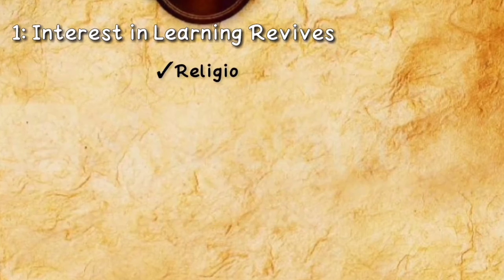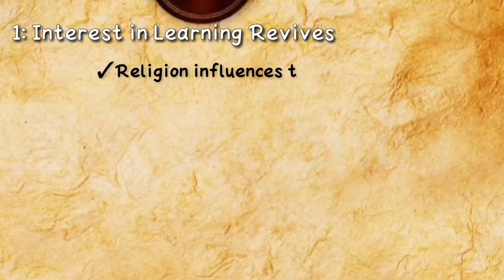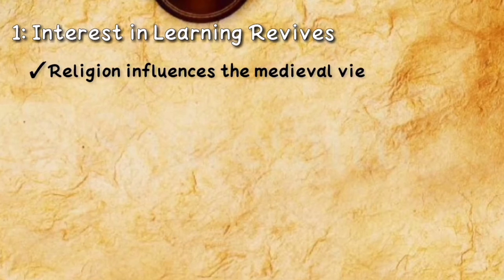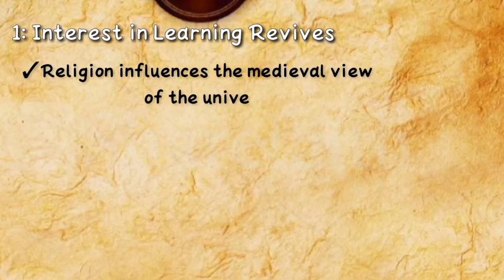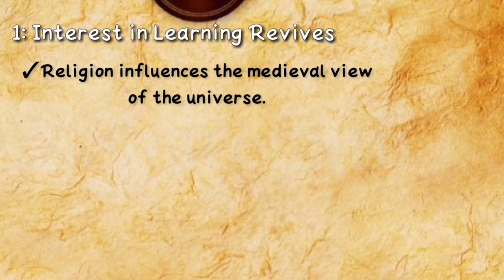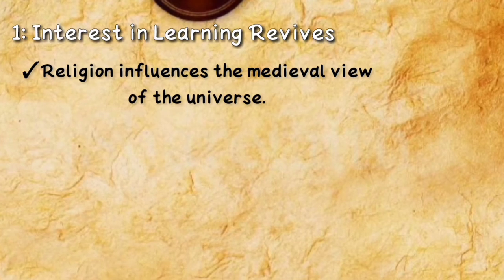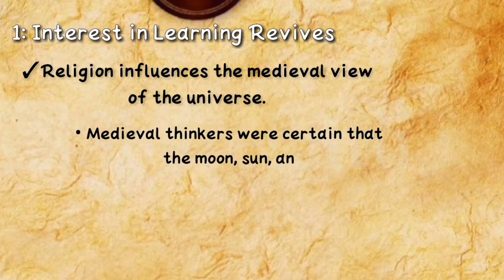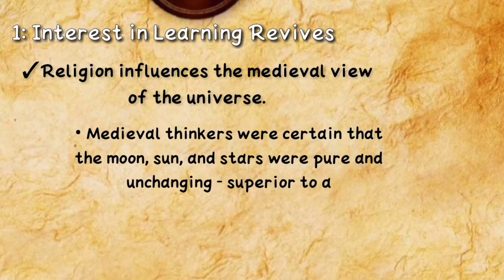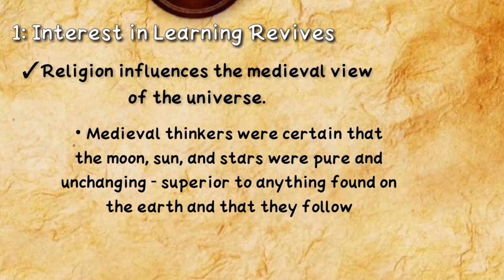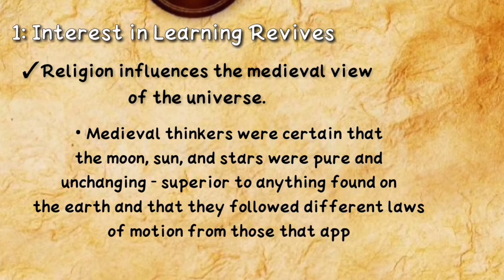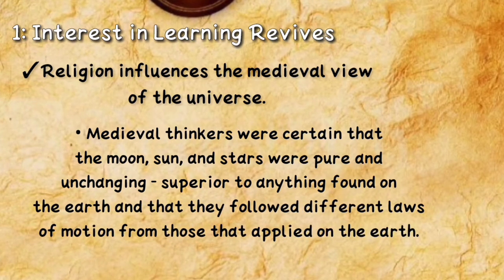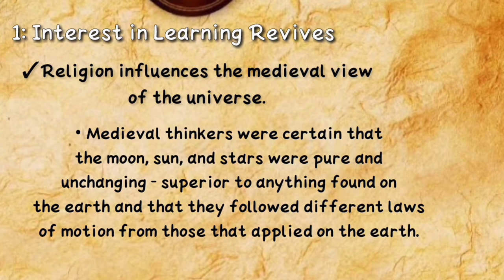Religion influenced the medieval view of the universe. The people of the Middle Ages believed that God had created the world especially for human beings and had placed the earth in the center of the universe. Medieval thinkers were certain that the moon, sun, and stars were pure and unchanging, superior to anything found on the earth, and that they followed different laws of motion from those that applied on the earth.